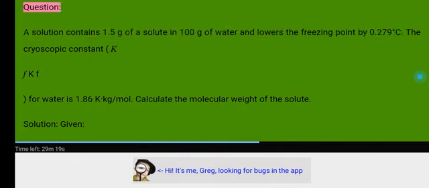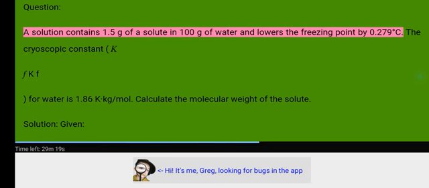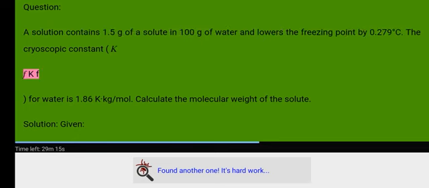Solved previous year question. A solution contains 1.5 grams of a solute in 100 grams of water and lowers the freezing point by 0.279 degrees Celsius. The cryoscopic constant Kf for water is 1.86 K kilogram per mole. Calculate the molecular weight of the solute.